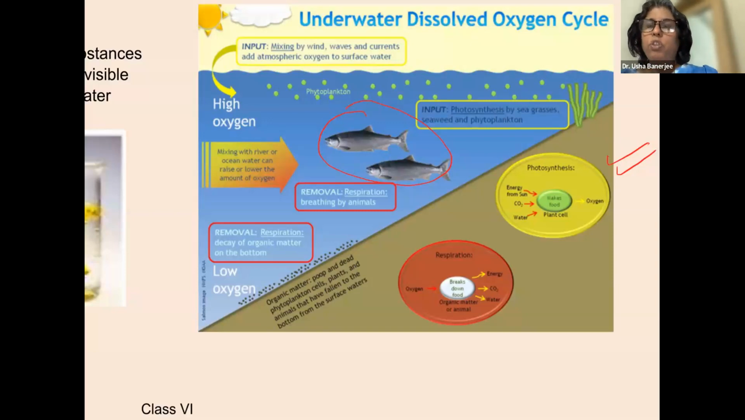But if you throw an empty chips packet and dead organic matter, if you pollute the water, what happens? The level of dissolved oxygen in the water decreases and therefore fish die. Sometimes you see in the newspaper, it comes and lots of fishes have died. That is because of water pollution.